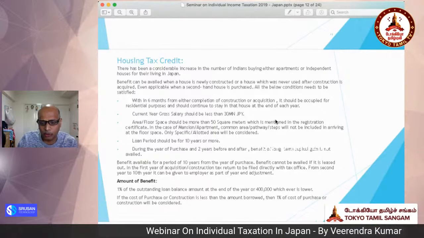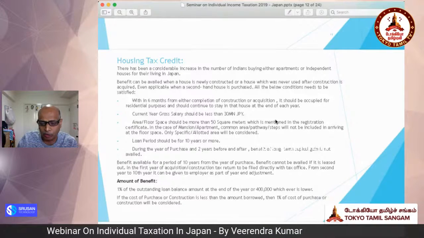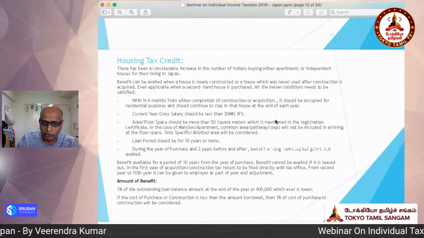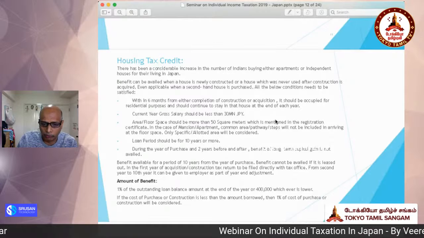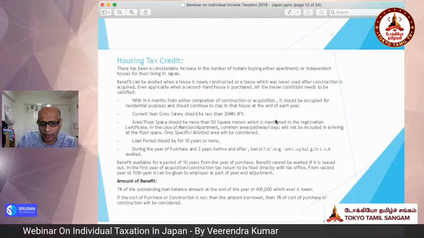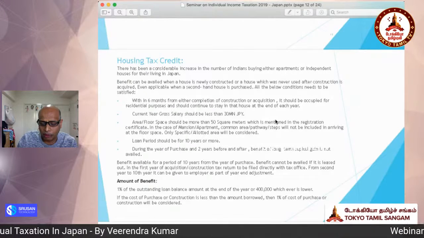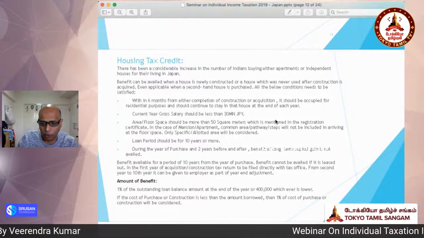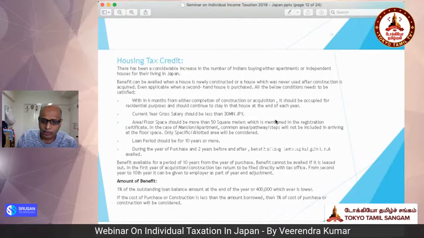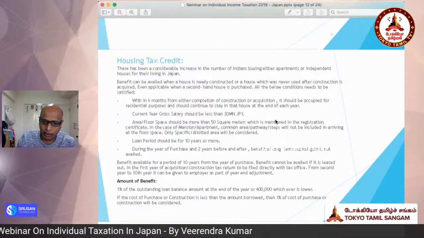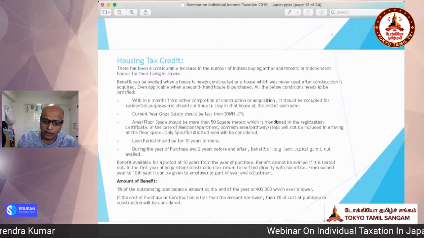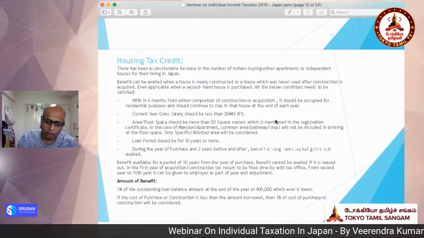And the first year you need to do the tax return filing directly by yourself with the tax office. However, from the second year you can submit all the documents to your employer, who will do the needful required. The tax credit amount is either 1% of the outstanding loan balance amount or 4 lakh, whichever is lower. However, if the amount of loan is more than the cost of the apartment or the building, then it will be limited to 1% of the cost of the building or apartment and not the loan.